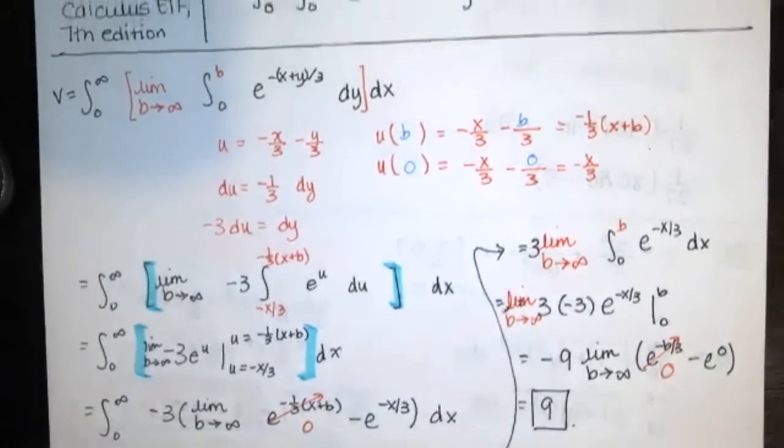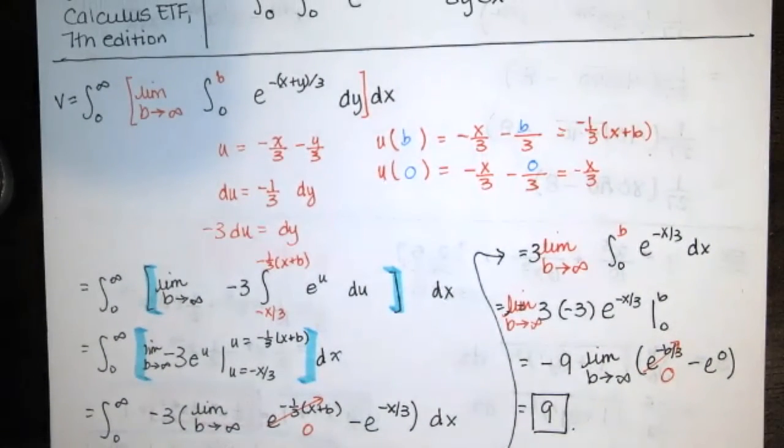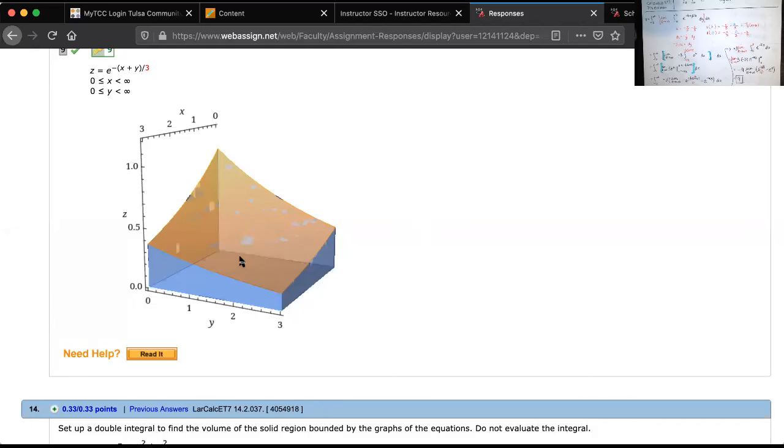I do want to show you one thing before we go. We're finding this volume here. Because x and y are going to infinity, you're not going to be able to see the whole thing. You could never sketch the whole thing because you have to imagine that x and y are both going out to infinity. But this is what our surface looks like. We're just finding the volume between that surface and the xy plane in that first octant. Turns out that that volume is equal to 9.